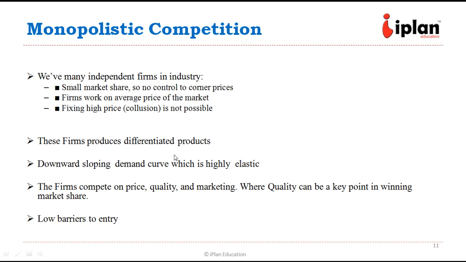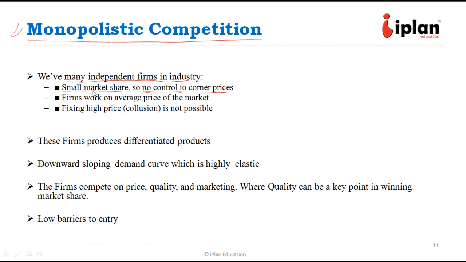The second one is monopolistic competition. As we have already seen, this is a variation of perfect competition. Again, we have many independent firms in the industry. Every company has a very small market share, so no individual company can control the prices.